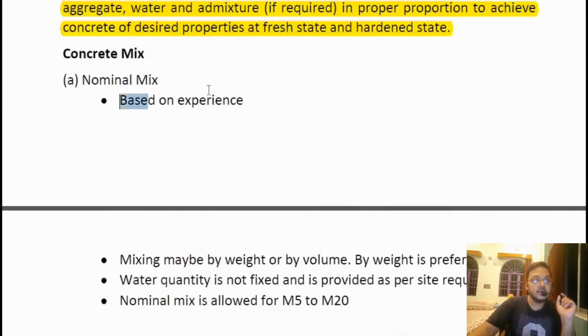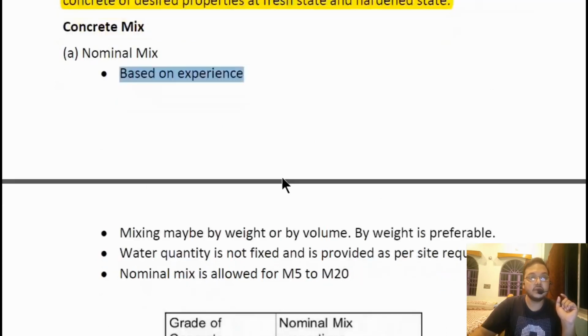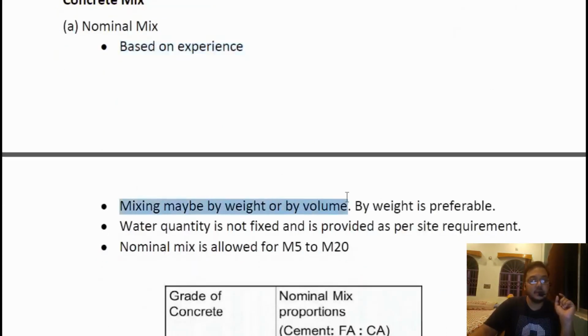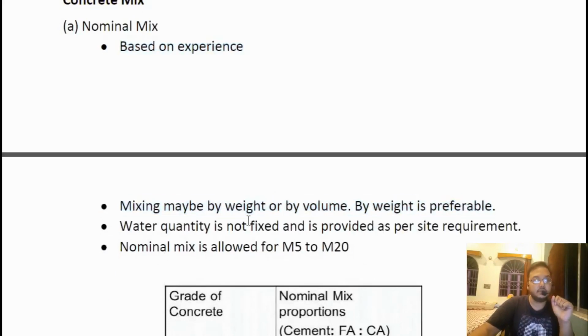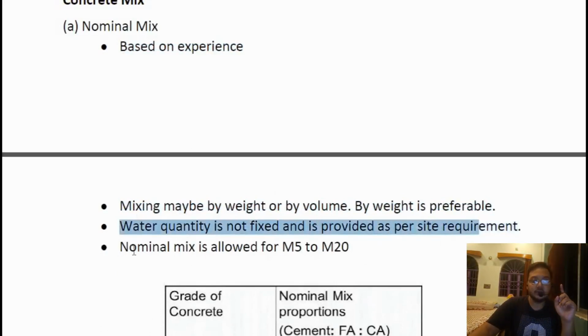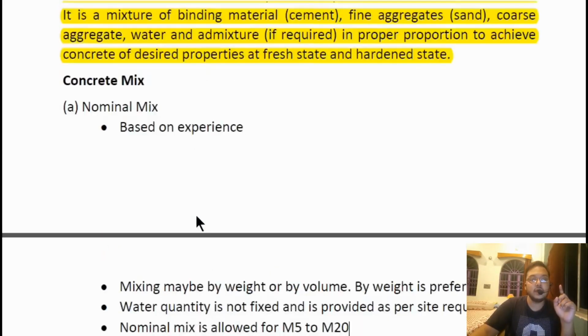So the nominal mix is totally based upon the experience, and the mixing may be by weight or by volume. By weight is preferable, and the water quantity is not fixed and is provided as per site requirement. Nominal mix is allowed for M5 to M20.